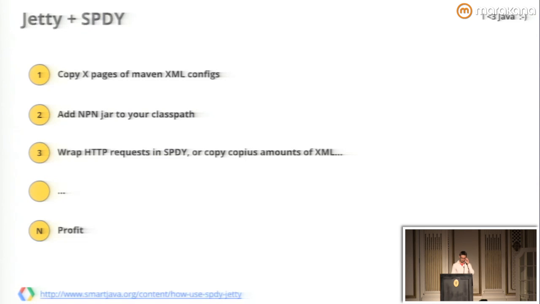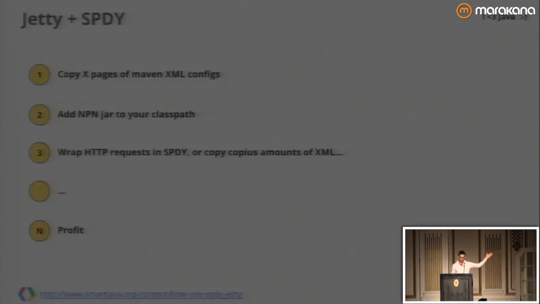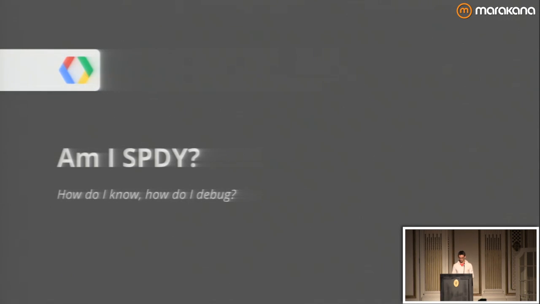For Java, I was going to copy the pages of XML and markup, but I figured I shouldn't. Having said that, there's a very good implementation for Jetty. The Jetty guys have done an amazing job. At the bottom, there's a link that will walk you through all the steps. You have to add an extra jar to your class path, which adds this NPN support for SSL negotiation. That's step number one. Then you use their SPDY client or SPDY server to enable it on your Java app server. There's 50 pages of XML in there somewhere, but it works.